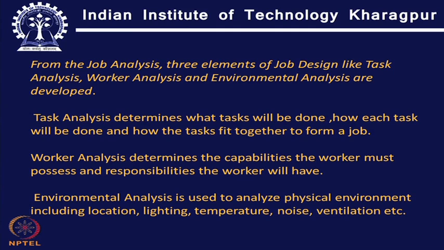From the job analysis, 3 elements of job design are developed: task analysis, worker analysis and environmental analysis. Task analysis tells about what task will be done, how each task will be done and how the tasks fit together to form a job. Worker analysis determines the capabilities the worker must possess and the responsibilities the worker will have. And environmental analysis is used to analyze the physical environment, including location, lighting, temperature, noise and ventilation etc., which is required for a particular job.